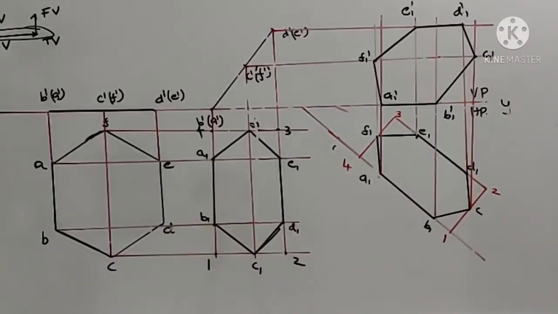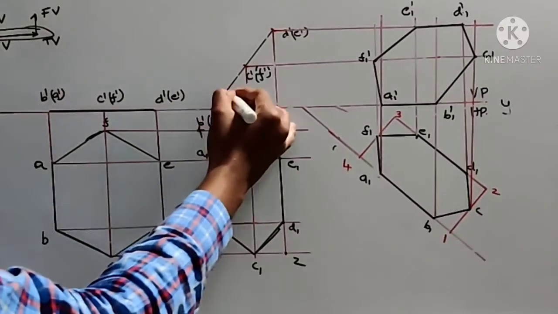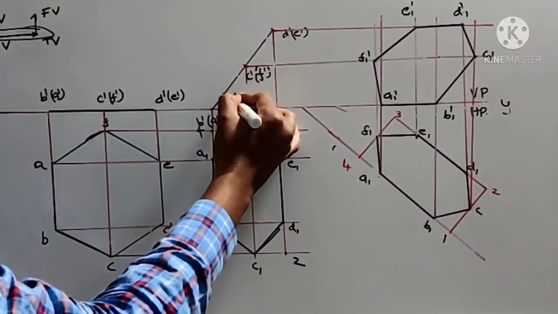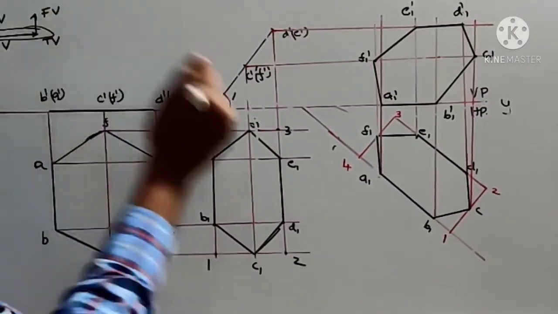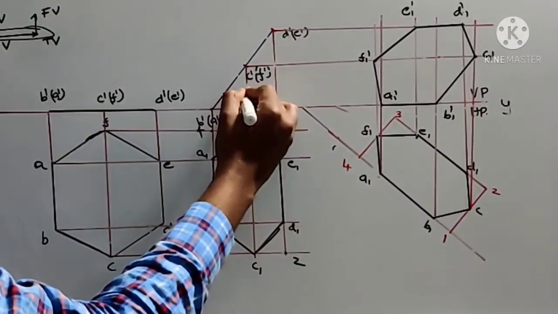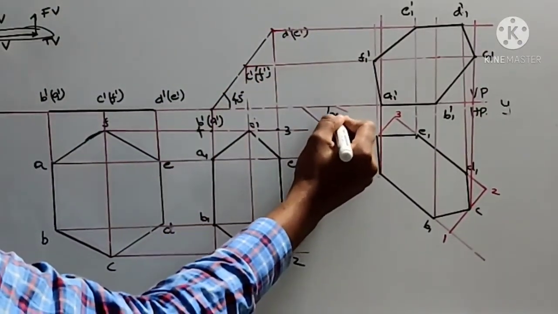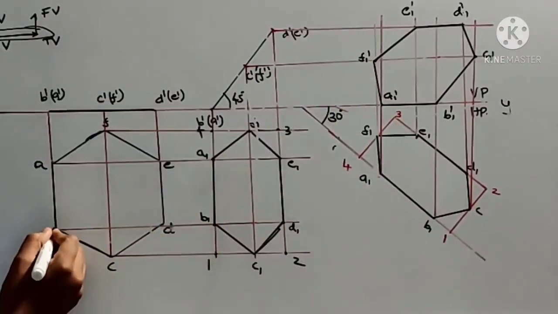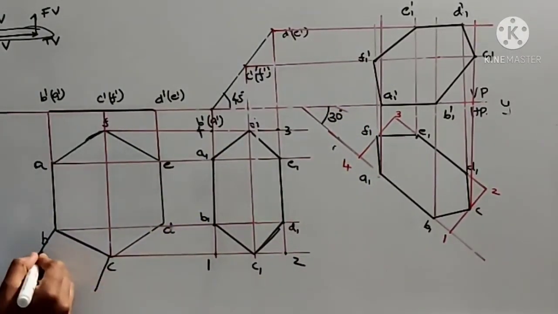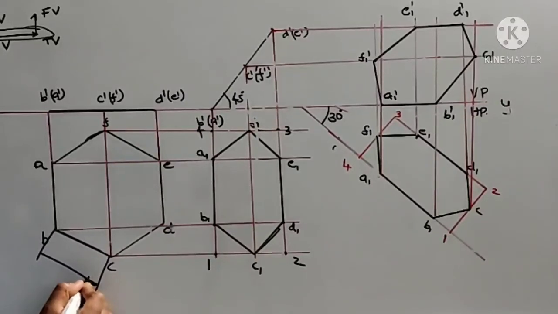Okay. So next you need to dimension three things: this angle, that is 45 degree, this angle 30 degree, then the side of the lamina, that is 28 mm. Okay. So this is how we need to draw the projections.